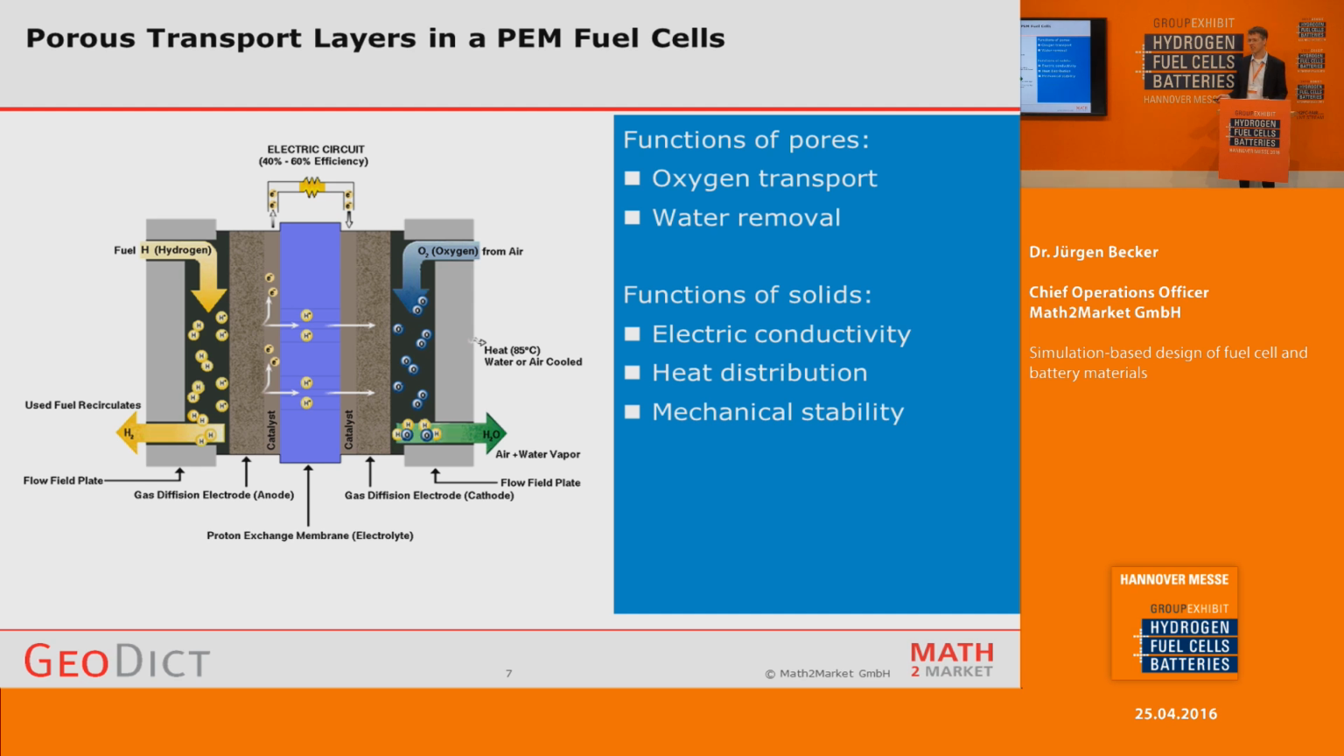So what are the functions of those materials? We have pores, and the pores should provide the oxygen transport, and also they are responsible for the water removal. On the other hand, there is solid in these materials, and the solid has to provide the conductivity, it has to distribute the heat in the material, and it has to provide stability. For the transport, we would like to have very big pores. Ideally, everything is open, but of course, for the mechanical stability, we would like to have no pores at all. So there's kind of an optimization that needs to be done for all of the materials to have the right size of pores and the right stability and conductivity.